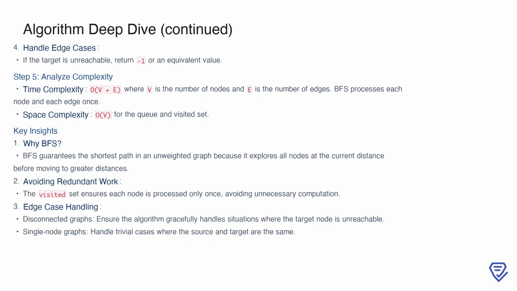BFS is particularly suitable for unweighted graphs because it explores all nodes at the current distance level before expanding further, ensuring the shortest path is found. The visited set is a crucial component of the algorithm, as it ensures each node is processed only once, eliminating redundant work. Additionally, edge cases such as disconnected graphs and single-node graphs should be handled gracefully. For example, if the graph has only one node where the source is the same as the target, the algorithm should return a distance of 0.